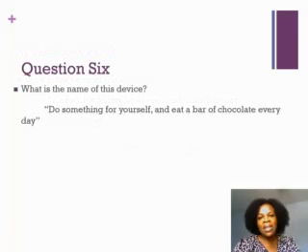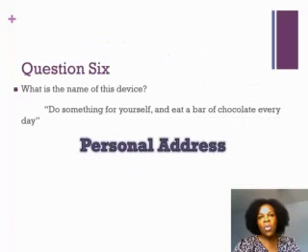Next question, question 6. What is the name of this device? Do something for yourself and eat a bar of chocolate every day. And this one was personal address. So you had the "you", addressing this person to get them on side.